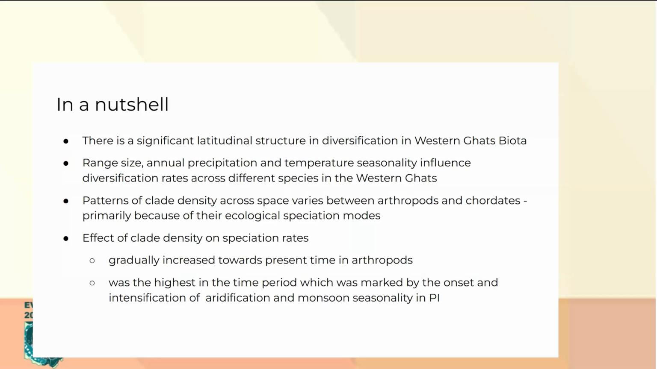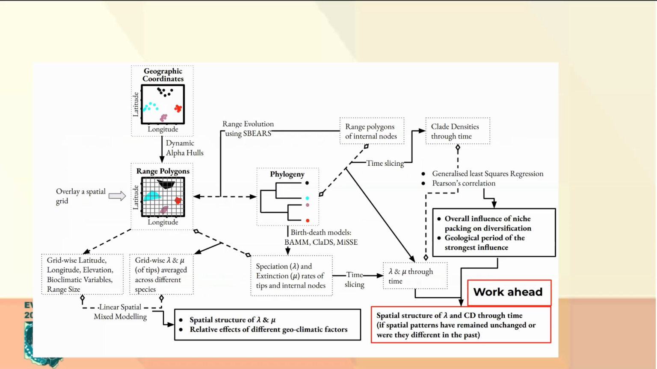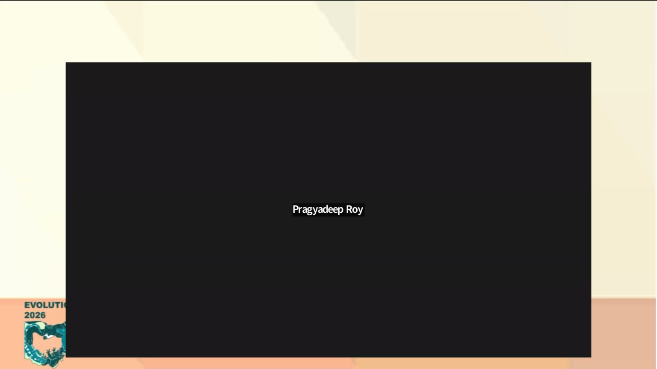Essentially, we found significant latitudinal structure, and there were many climatic predictors which predicted the structure in the speciation rates. The clade density and speciation rate association varied in a piecewise manner and not throughout the entire evolutionary history of the organisms. In terms of future work, I would be looking at how the structure changes through time.